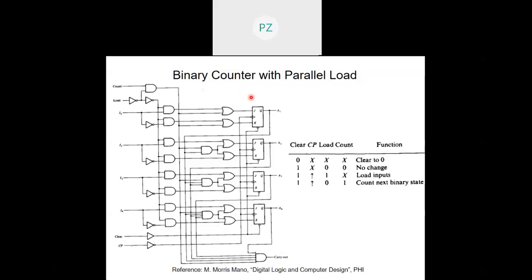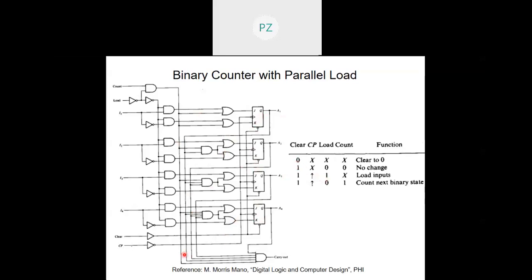Suppose I don't want to count from 000, but I want this to count from the count value that I feed to it. I want this to count from 5, I want this to count from 11, I want this to count from 8, whatever. So I should have a parallel load facility also. When I do parallel load, regardless of the previous count, that parallel load should be fed to these flip-flops. And when I withdraw parallel load, then it should go into a normal counting sequence. So this is a combined circuit in that sense. Let us understand how it works.